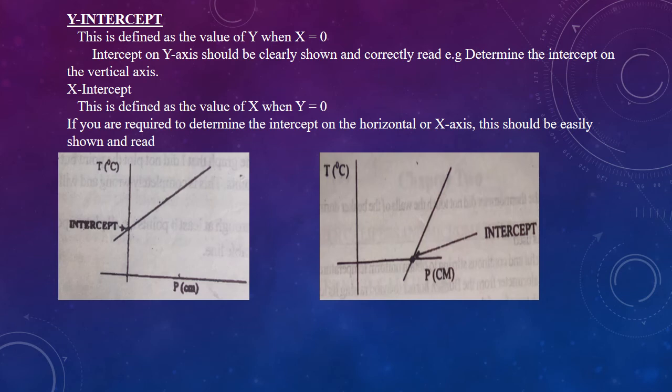But let us note that when your straight line cuts either the vertical or the horizontal axis of your graph work, you may be asked to determine the intercept. And when that is done, it is not a big deal. All you are required to do is to look for that point where the line intersects and read it out.